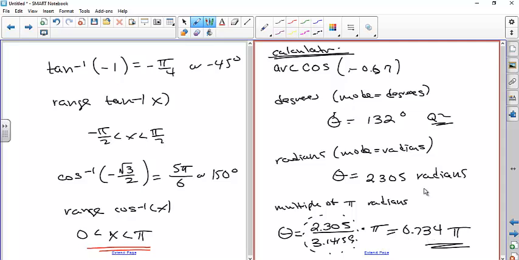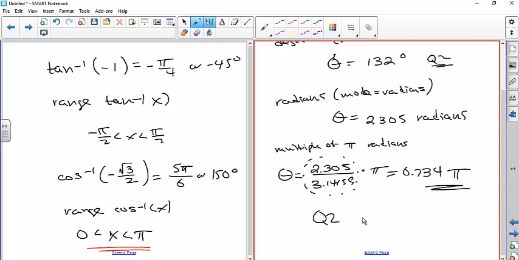That also shows it's in the second quadrant because the second quadrant goes from 0.5 pi to 1 pi, or pi over 2 to pi. 0.734 is between 0.5 and 1. So that's one nice way this decimal helps you, because it confirms what quadrant you're in.